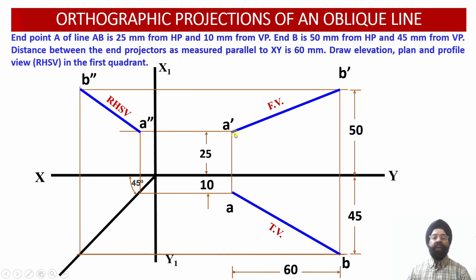Here we can see that the front view projections A dash B dash happen to be the apparent length projections. The top view projections AB corresponding to the line AB are also represented as the apparent length projections obtained on the horizontal plane, and the side view projections, that is the right hand side view projection obtained on the left hand side of the front view, also represent the apparent length projections of the line obtained on the profile plane. With this, we have completed the discussion regarding obtaining the orthographic projections of a line which happens to be an oblique line, and this line is existing in quadrant number 1.